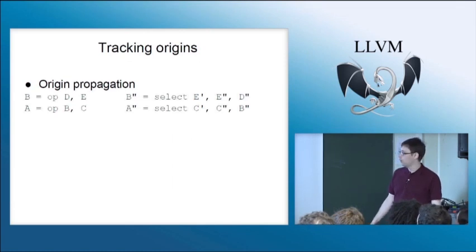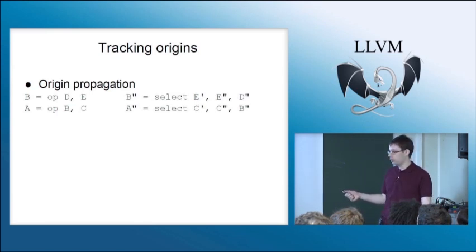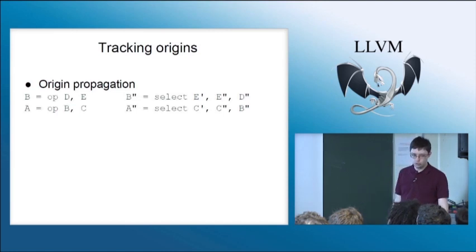Propagation of origins is very simple. For any IR operation, we just select the origin of one of its arguments that has non-zero shadow.